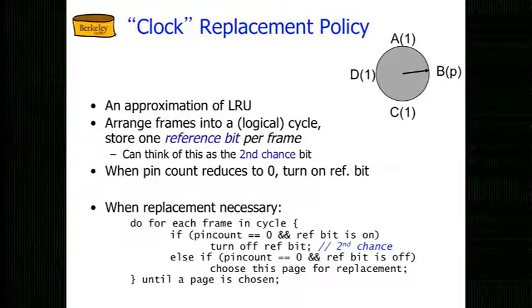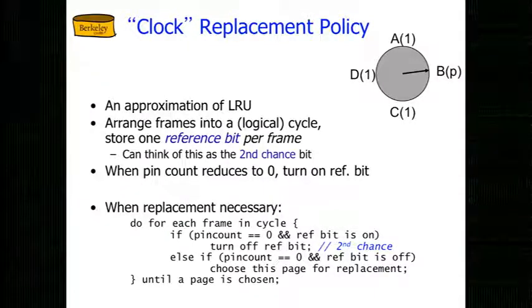And what we're going to do is arrange them into a logical cycle as if they were the numbers on a clock, even though they're letters. And then for each frame, we will store one bit, called the reference bit, per frame. You can think of this as the second chance bit. It's another way to think about it, okay?